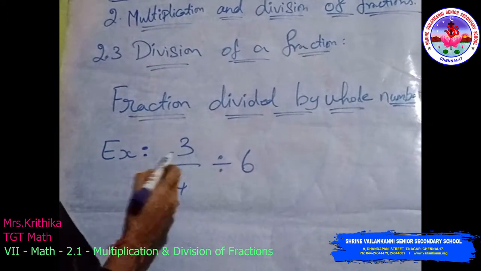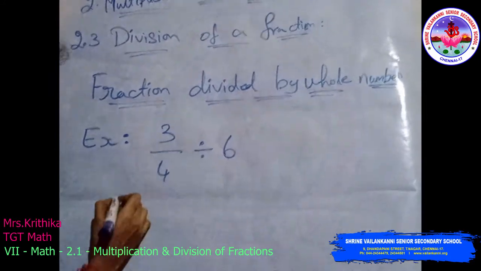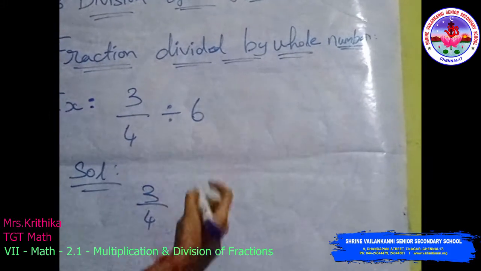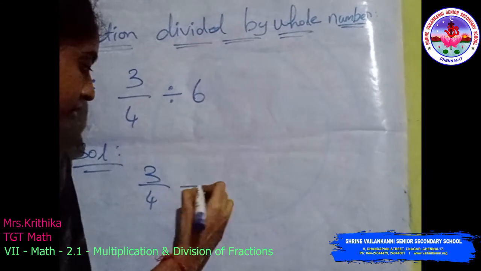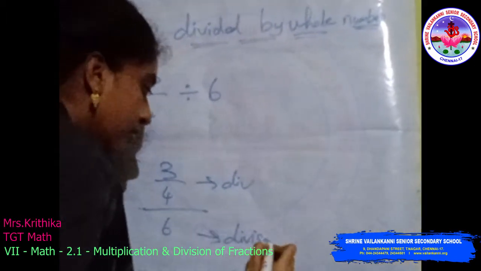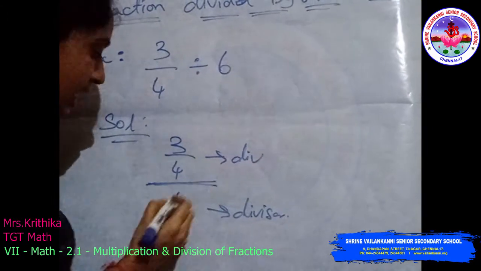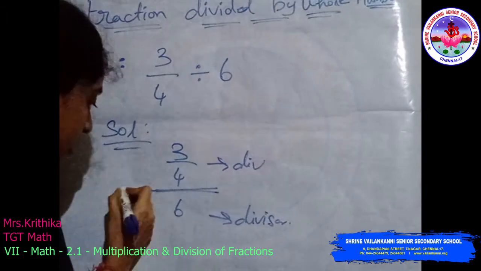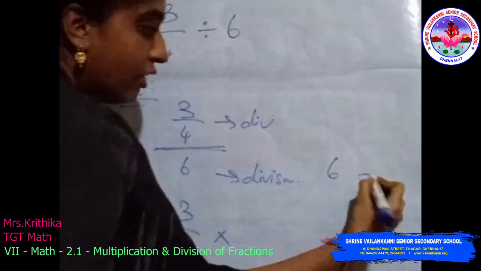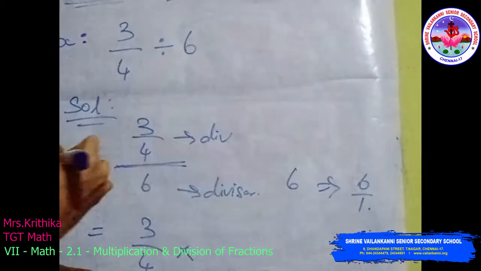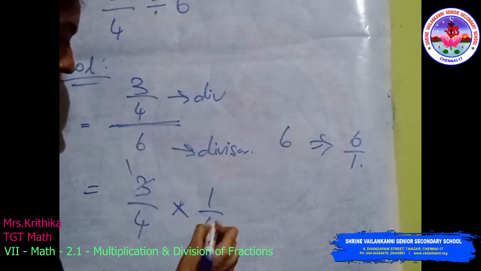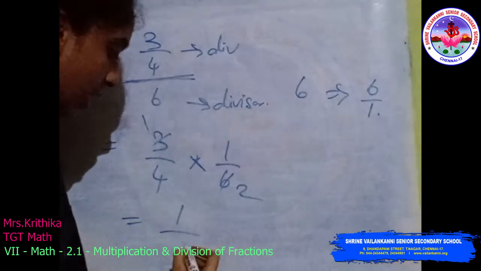For example, 3 by 4 divided by 6. Solution: 3 by 4 is the dividend, 6 is the divisor. So you take the reciprocal of the divisor. 3 by 4 into, here 6 is the whole number, convert to rational number 6 by 1, so the reciprocal is 1 by 6. 3 1 times, 6 2 times. 1 by 4 twos are 8. This is the answer.